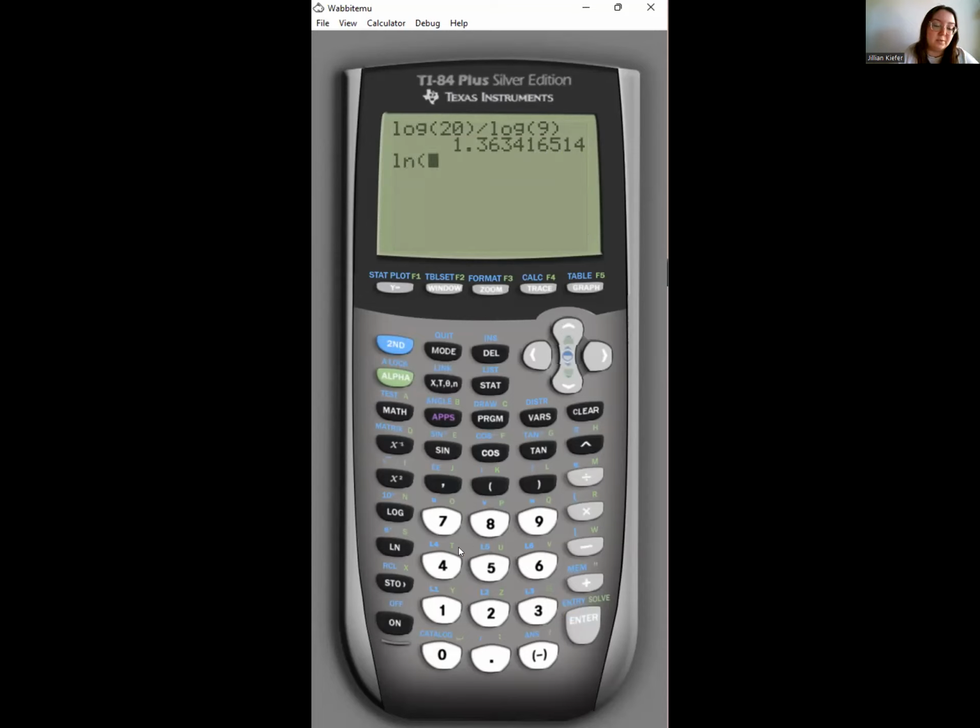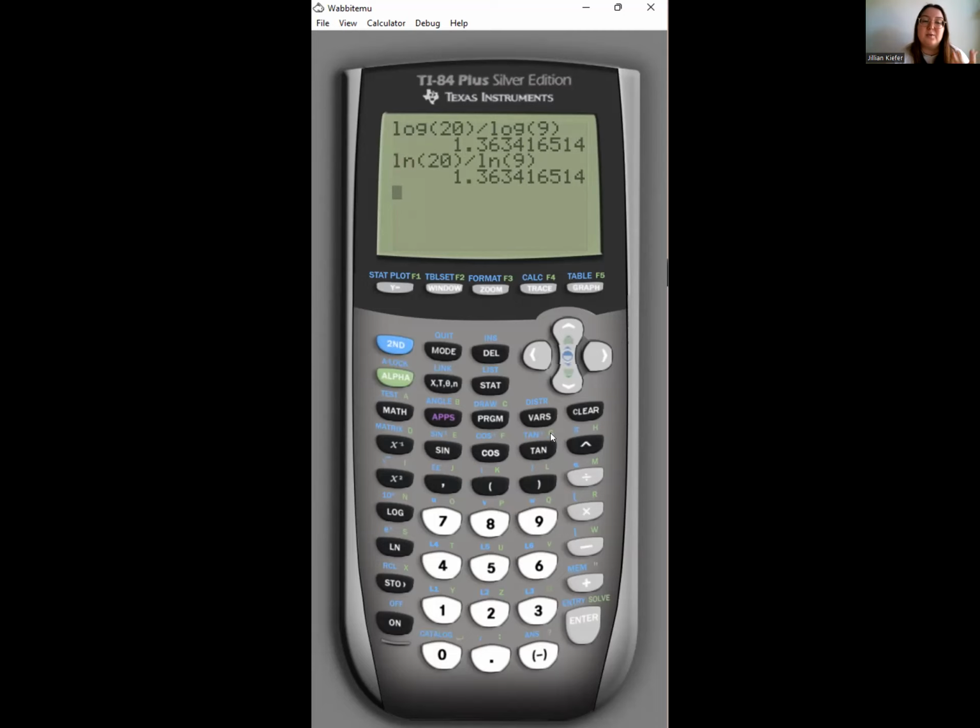We can do the same thing with the natural logarithm. So this would be the natural logarithm of 20 divided by the natural logarithm of 9. And we see we got the exact same answer. So you will get the exact same answer whether you use logarithms or natural logarithms. But that would be how we would do it. The value of the logarithm comes first. The undesirable base that you had would come second, so that would be the one in the denominator.